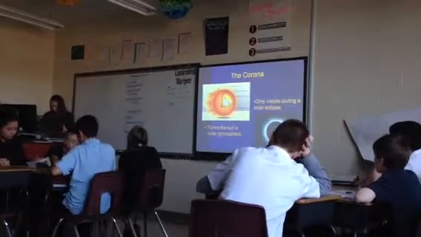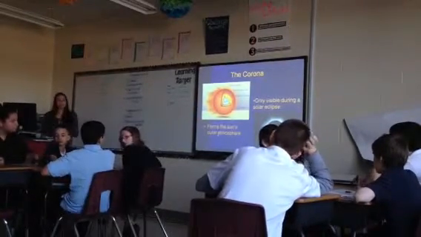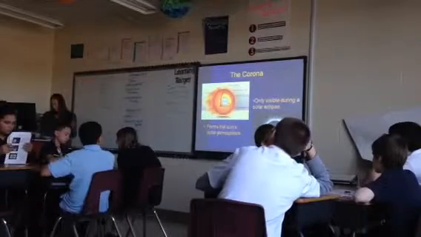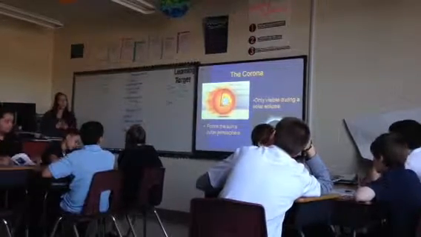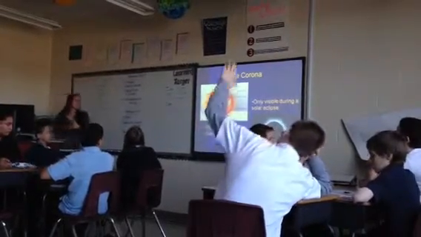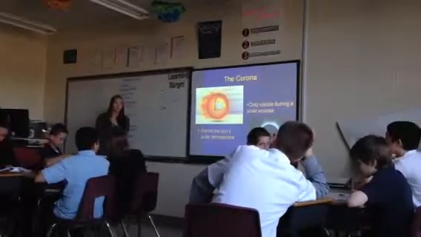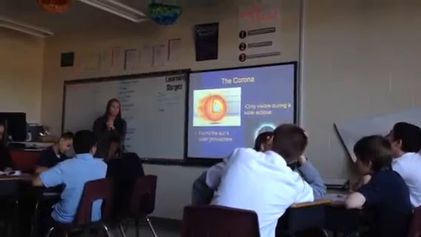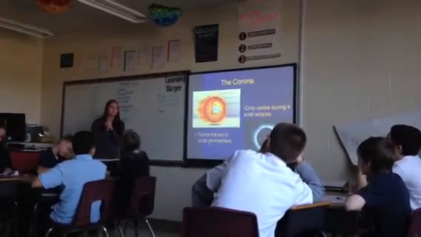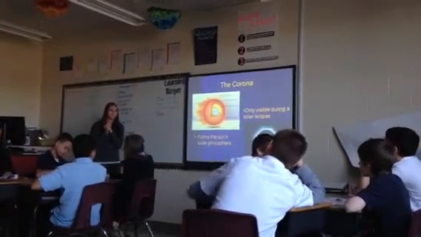The corona is only visible during an eclipse. So that's the only time that you can see it. Can anybody tell me why the corona is only visible during an eclipse? Yes, Tim? Because the sun is so bright that it just disappears, and we can't see the actual corona.